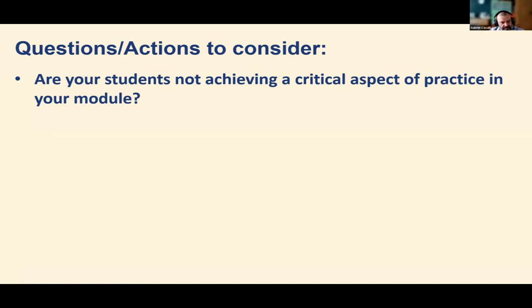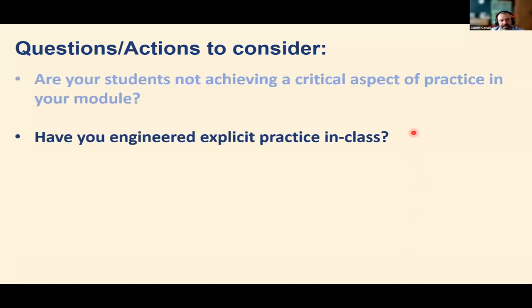Particularly because sometimes I speak and people say, well, I don't know where to start if I'm going to consider this. I'm not even sure if these issues are operating in my classroom. Well, if your students are not achieving a critical aspect of practicing your module, then you've tried other things. Have you, first of all, engineered explicit practice of those critical aspects in your class? And I would say very bluntly, if you're not doing active learning in 2023, my first question would be, why not? But also, have you provided the opportunity for students in your class to really give it a go in that critical aspect of your practice before it just appears in assessment?